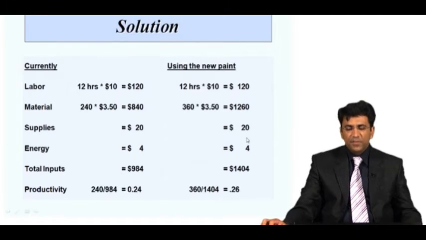Supplies cost will remain the same, energy cost will remain the same, and now the total input cost is $1404. Again, the productivity is equal to new output, that is 360, divided by total input we just calculated, and this will be equal to 0.26. So in this way we can calculate the productivity before and after the usage of that new paint.